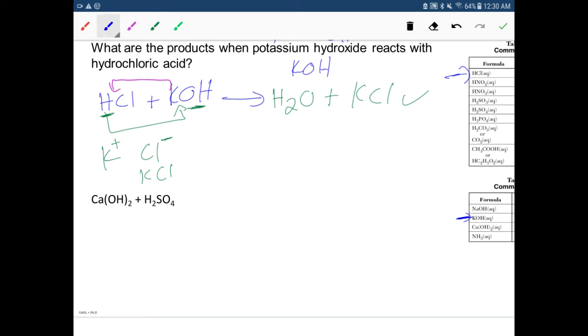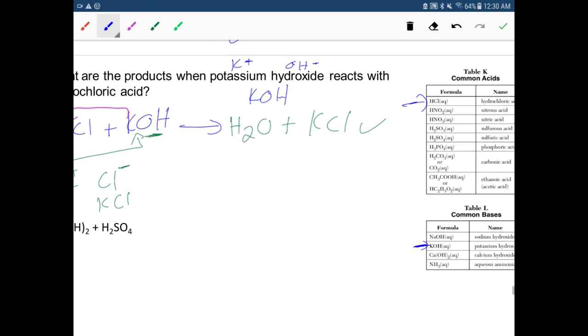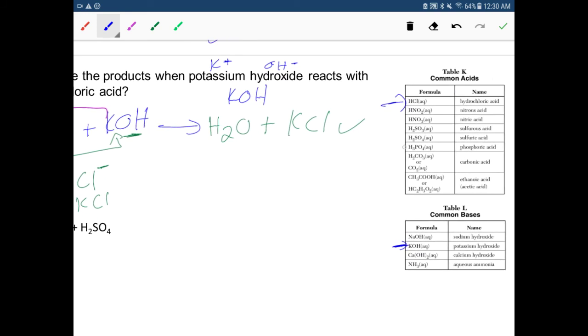All right. So let's see. You have Ca(OH)2 plus H2SO4. Right away, this is a base. Okay, it has OH. H2SO4, this is an acid. Why? Because it has an H, and also you should recognize it. It's sulfuric acid. It's one of the common acids, and the name of it is right here, sulfuric acid.